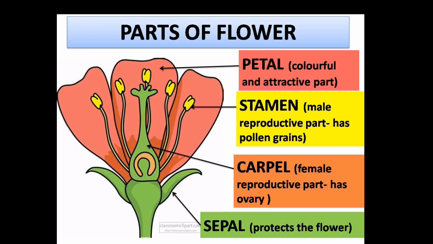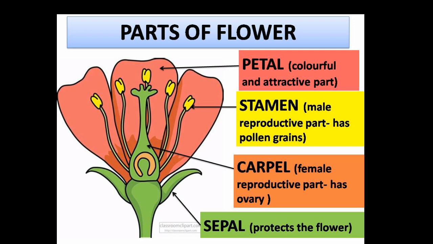Parts of flower. There are 4 parts of flower: petal, sepal, stamen and carpel. Petal is the colorful and attractive part of a flower. It attracts bees and butterflies and many more insects for pollination.